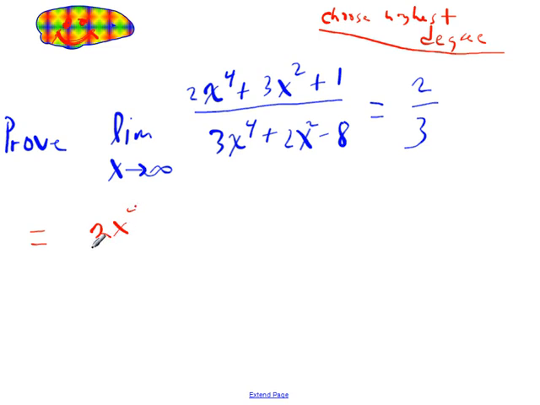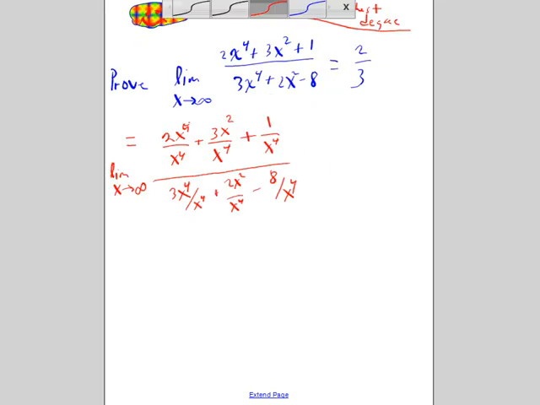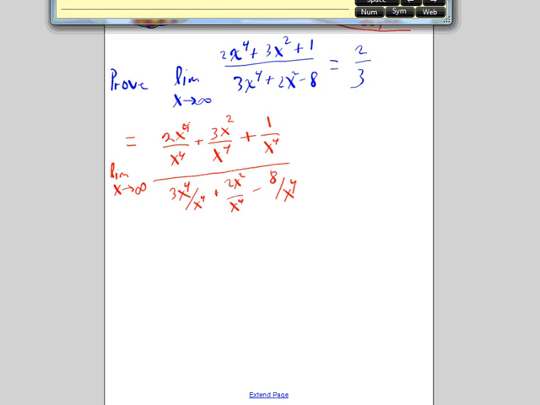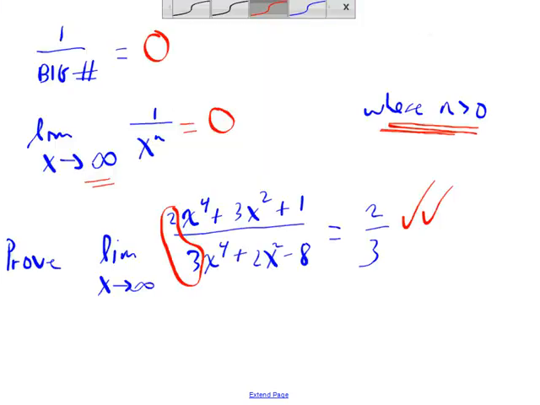2x to the 4th over x to the 4th plus 3x squared over x to the 4th. And I'm going to go ahead and fill this out. And when you come back, you'll see it all done. So by dividing every term by x to the 4th, what will always happen is that we're going to get a situation where we will force there to be something being divided by a huge number. We're going to force this sort of situation right there.